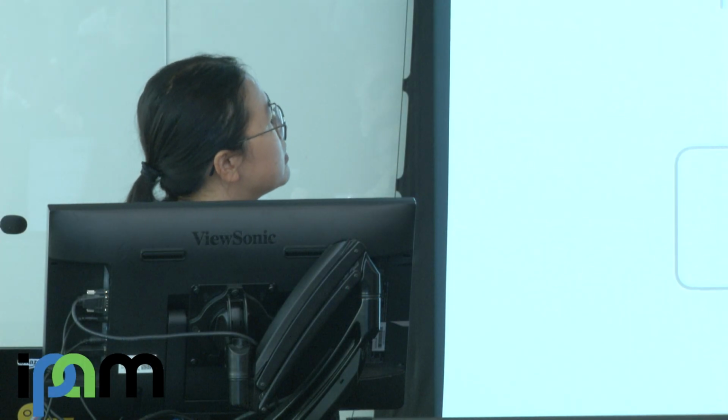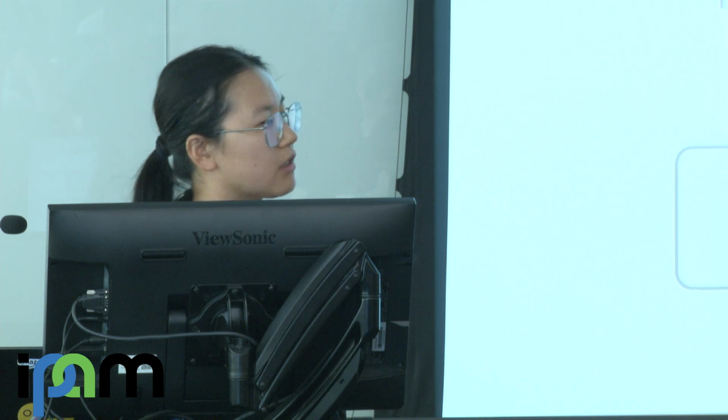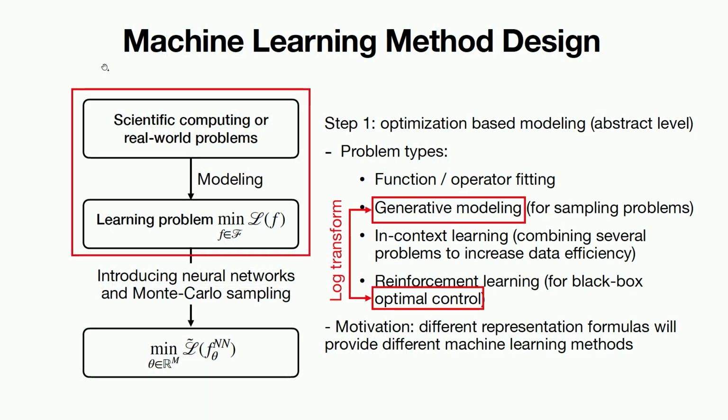For the first step, we have some very popular models, such as generative models. We have diffusion models that we have heard a lot about for a long time. And then optimal control is also another thing that is highly related to neural network methods. And in this work, I try to use log transform, which is a mathematical transformation, to connect generative modeling with optimal control.